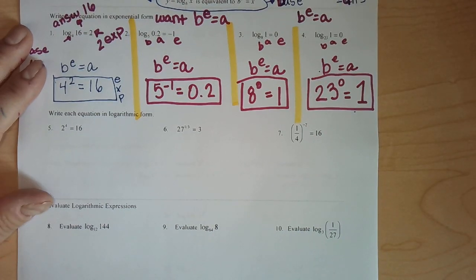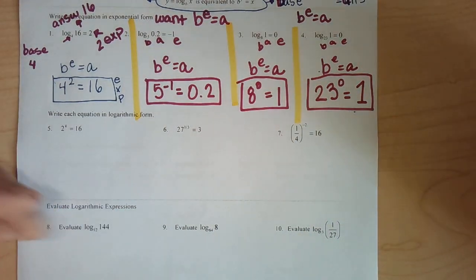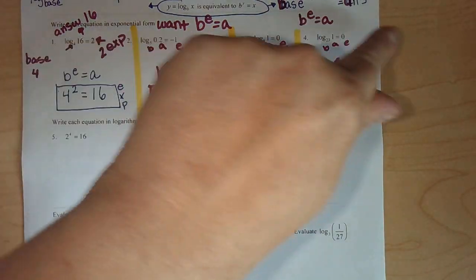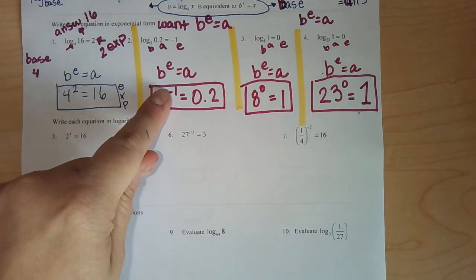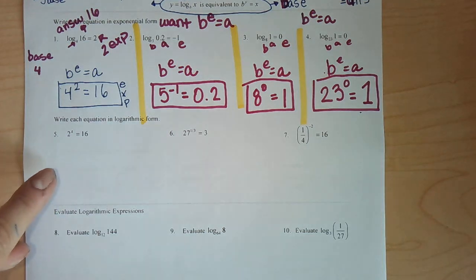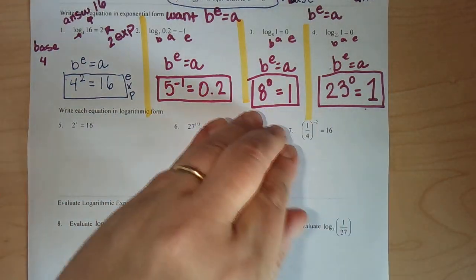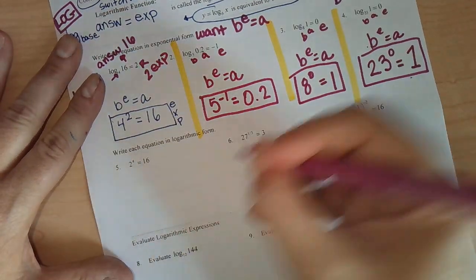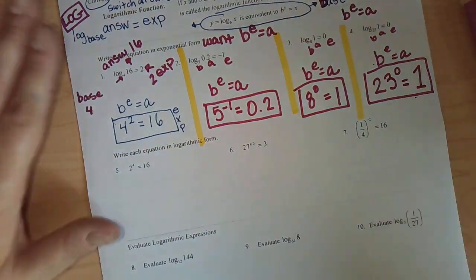Okay, now we're going to go backwards. So before, we started with log baby, and then we went to b-a-e. Now check it out. It says write each equation in logarithmic form. And it looks like we start with b-a-e.